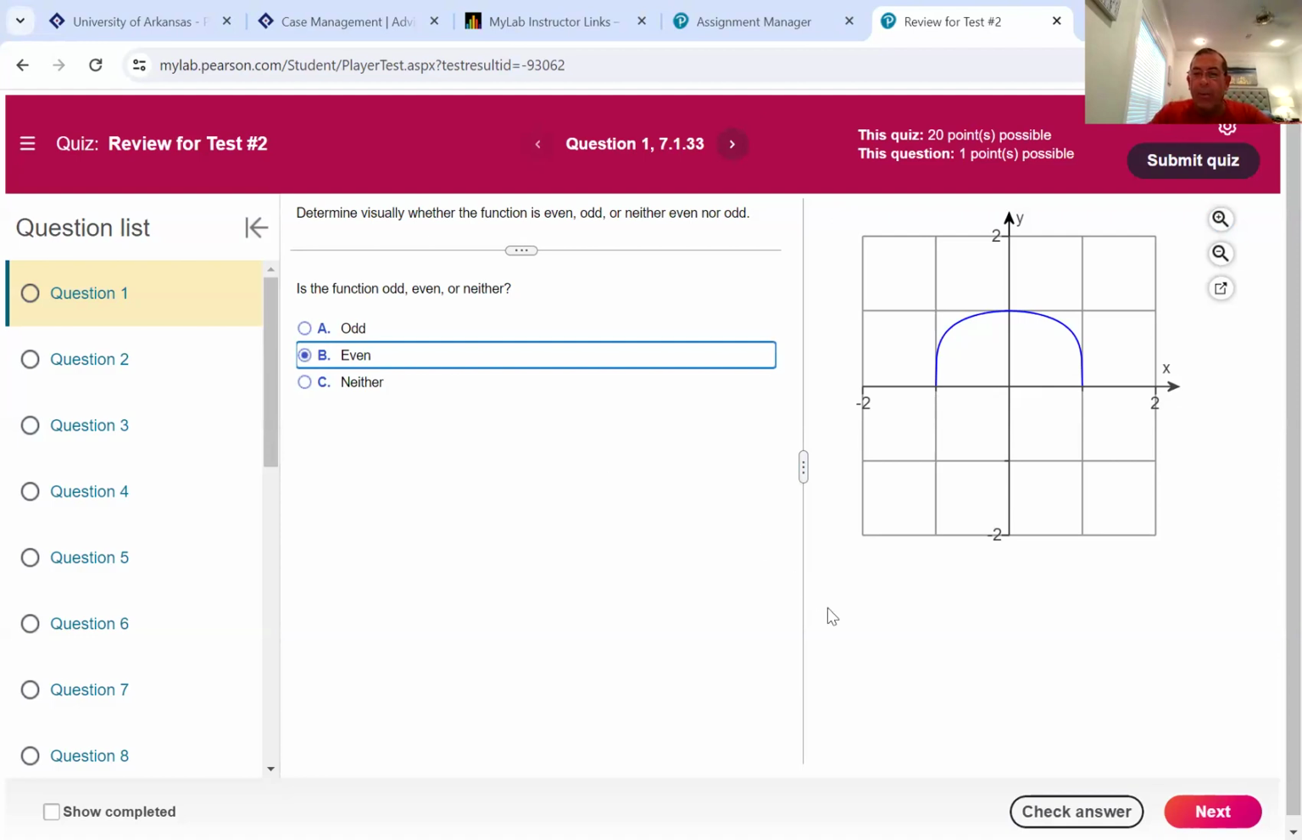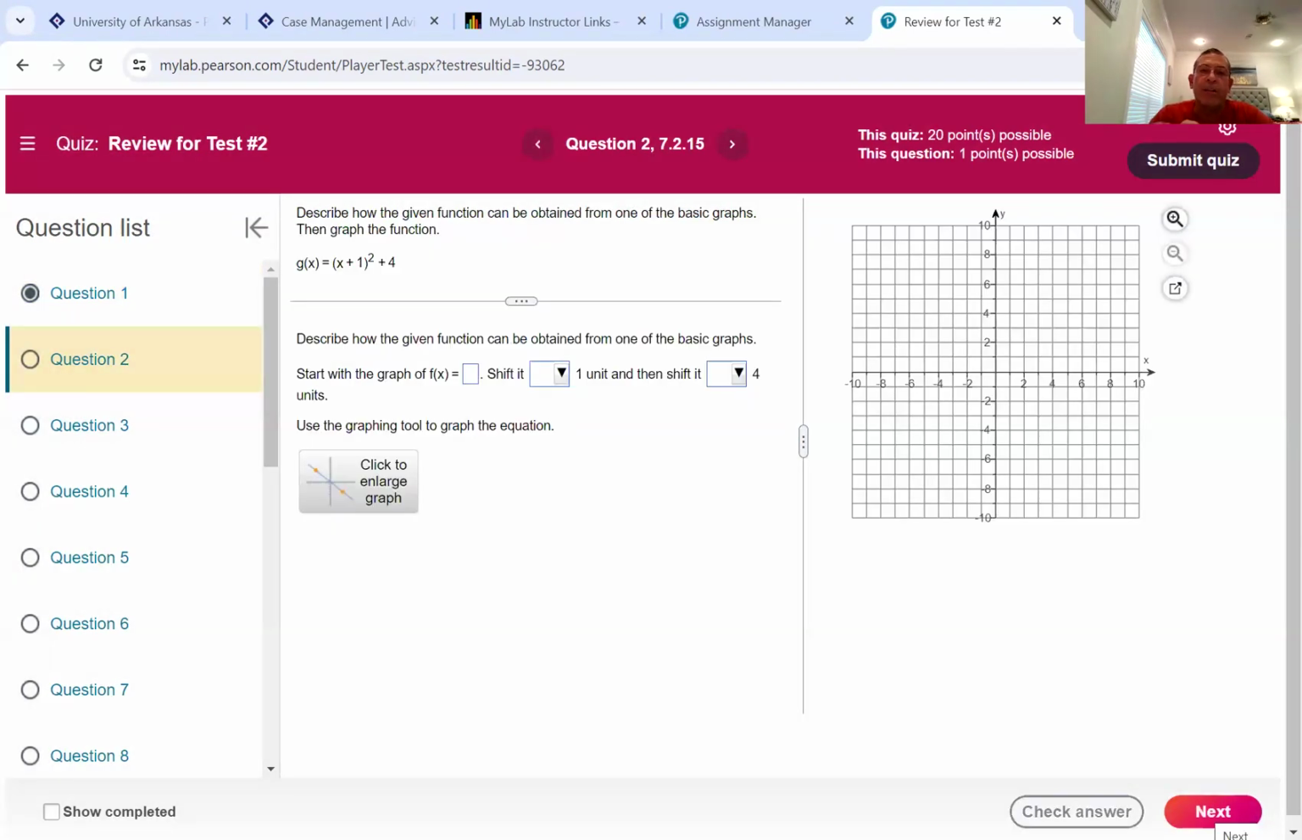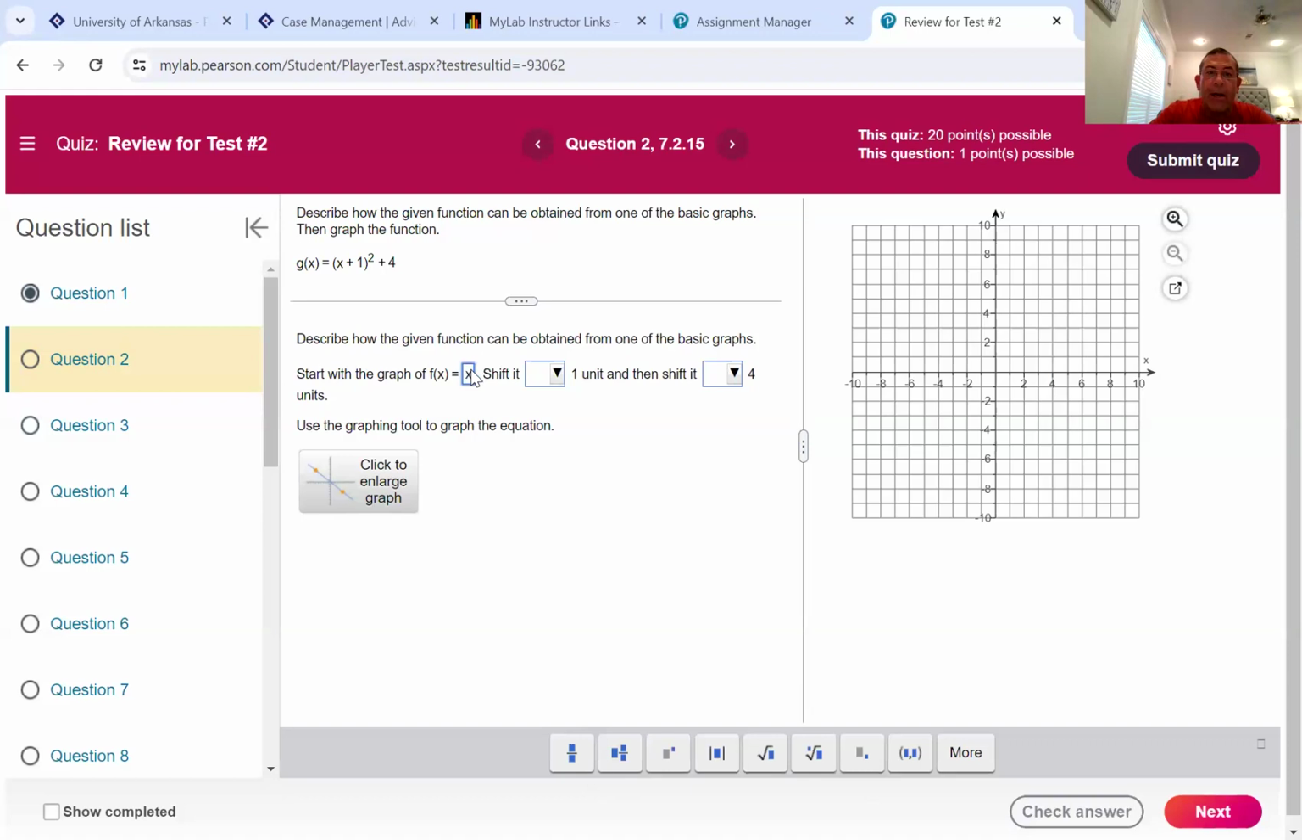All right, y'all, so then we go to number 2 here. This is the transformations. So they want to know what is happening by them adding 1 to that x and then adding 4 at the end. So first, we had 7 basic graphs. So I see an exponent of 2 on this one. So I know this basic graph is my x squared. So I punch in x squared for the basic graph.